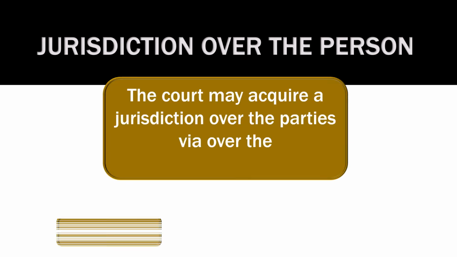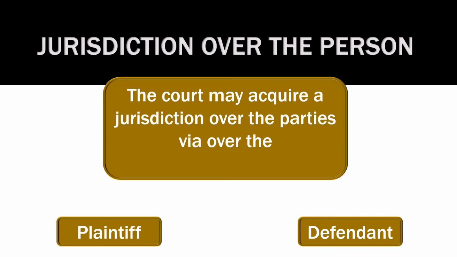First, the jurisdiction over the person is the authority of the court to render a decision that will bind the parties to a suit. The court may acquire jurisdiction over the plaintiff the moment he institutes a complaint, and as to the defendant, by voluntary appearance or submission to the jurisdiction of the court.